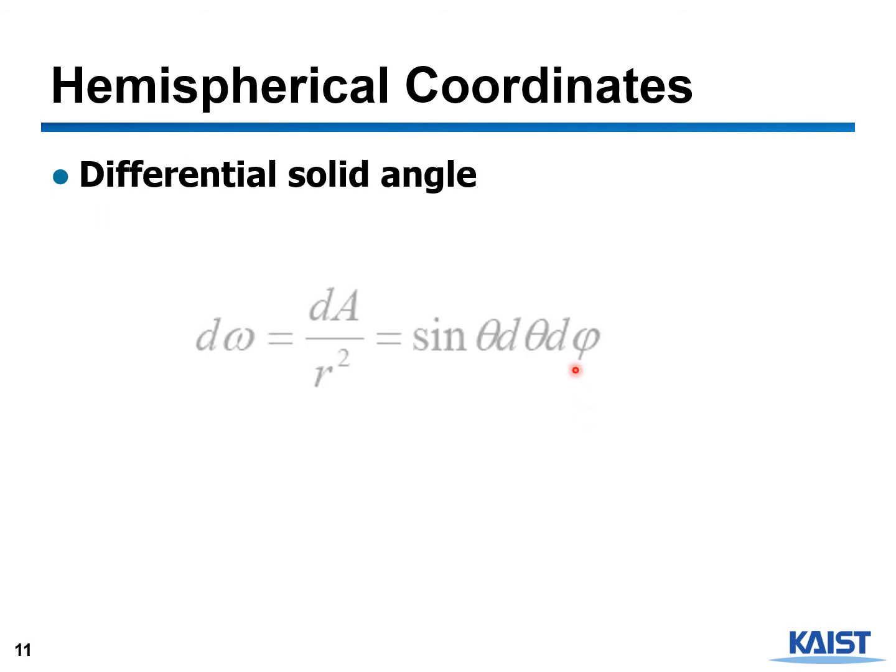Then how can you measure this differential solid angle? Here I define the differential solid angle d omega. By definition of solid angle, this is dA divided by r squared, and then we can cancel all the r, so that it has sine theta, d theta and d phi.